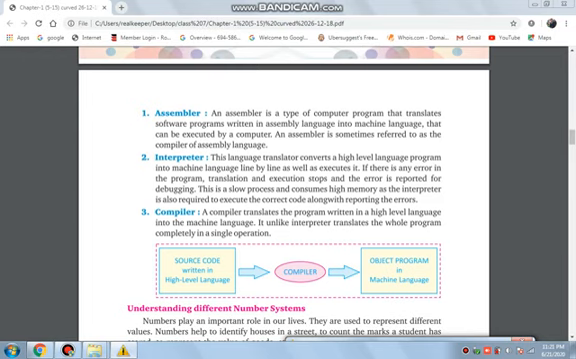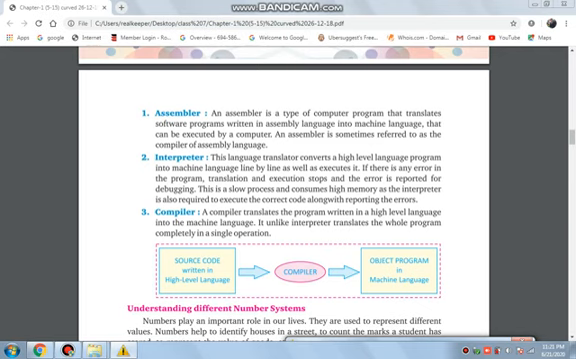So, interpreter, what does it do, students? Interpreter first converts a high level language into machine language, but line by line. And when the interpreter is converting a language, it also cross checks for mistakes and debugs it.